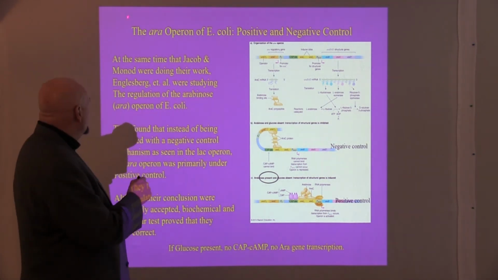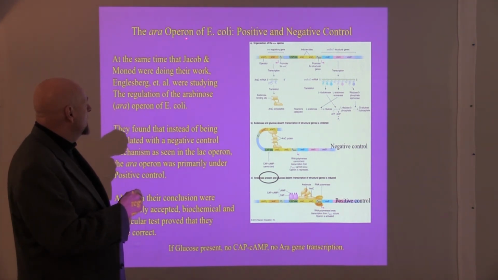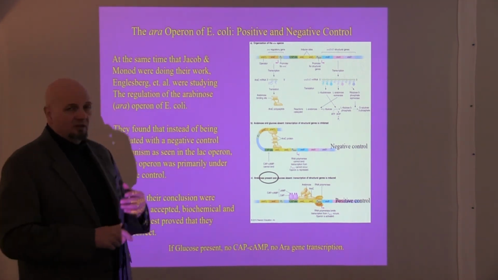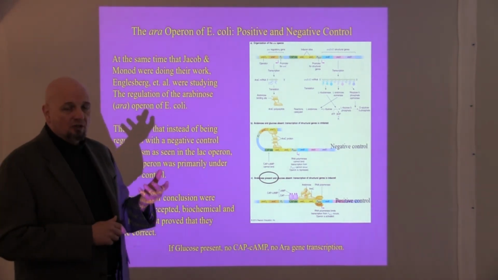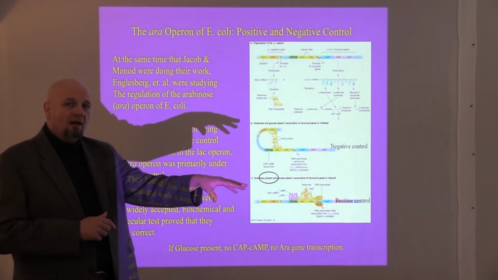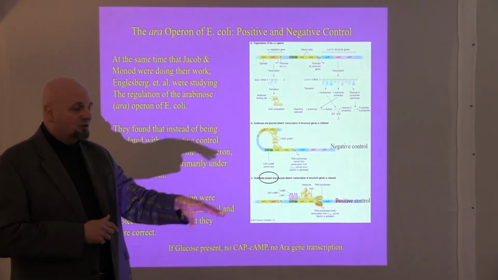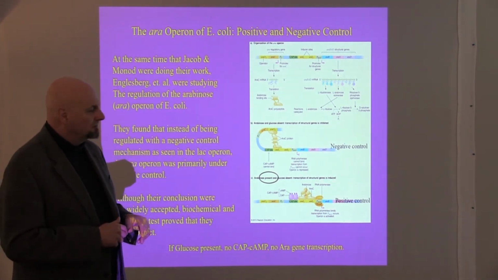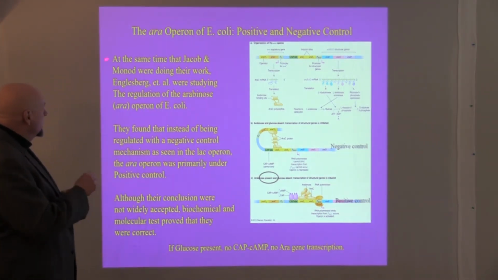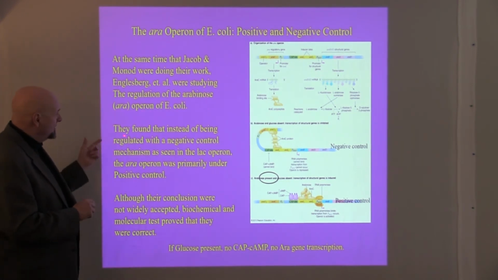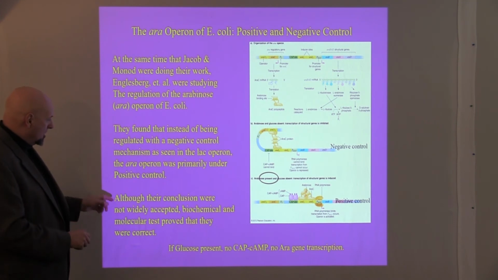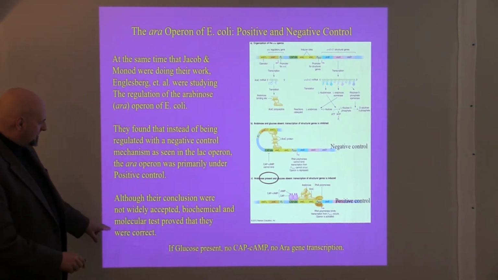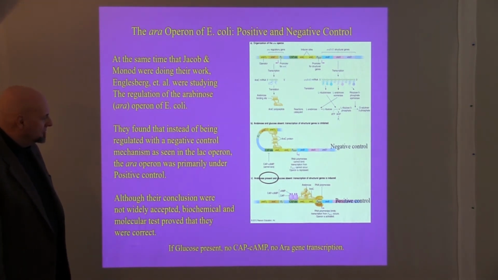So it's called the arabinose or ara operon. Positive and negative control. It has a negative control also, but for gene expression, it's actually the positive activation that brings about gene expression. But it's got an interesting system to it. So let's take a look at this. At the same time, as I said, they were talking about it, and they found that instead of being regulated with a negative control mechanism, as in the lac operon, it is positively regulated. Although their conclusions were not widely accepted, biochemical and molecular tests proved it to be.